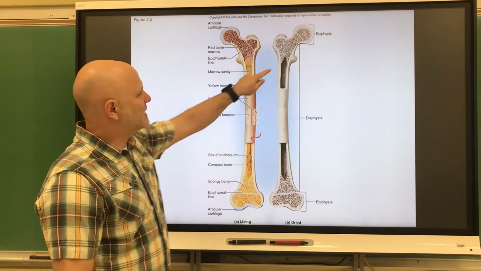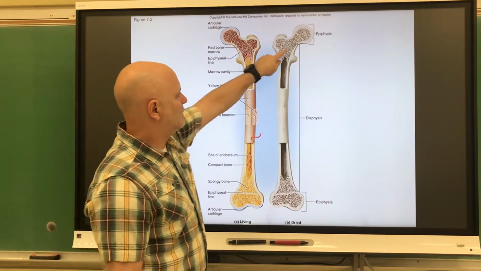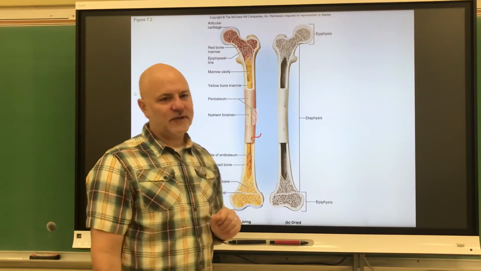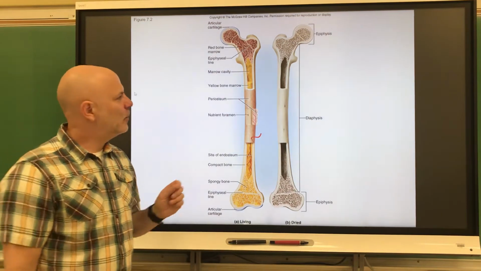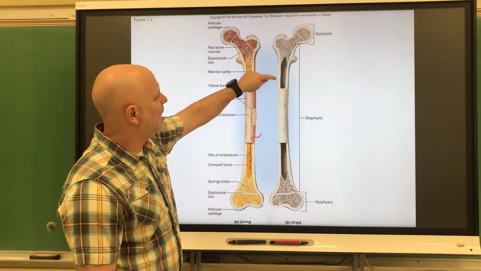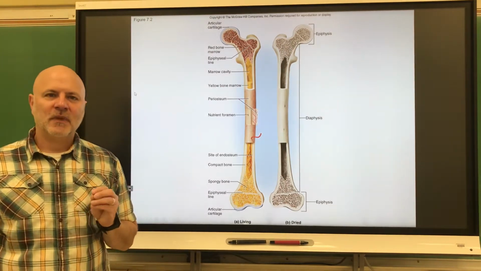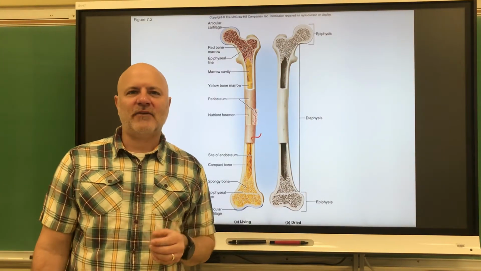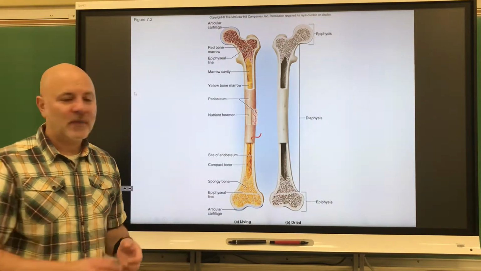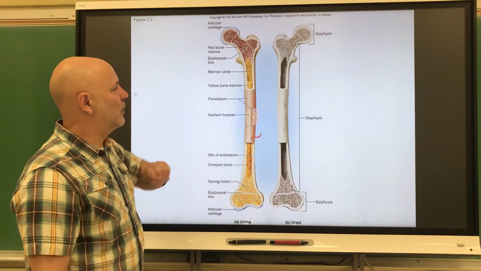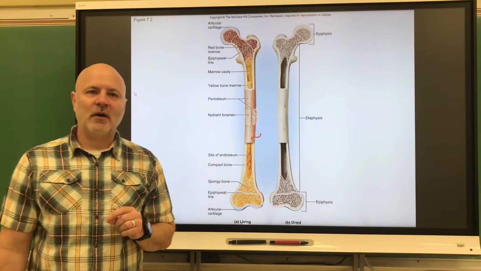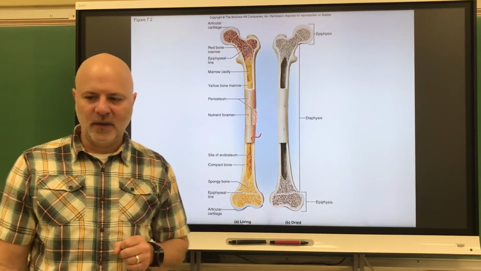So the diaphysis is the middle portion of the long bone. So that's what that's trying to show, is the diaphysis. This is mainly compact bone, and then inside of that is what is known as the medullary cavity. So the medullary cavity is a cavity within the diaphysis of a long bone. And that cavity contains yellow bone marrow. So yellow bone marrow contains fats and lipids.